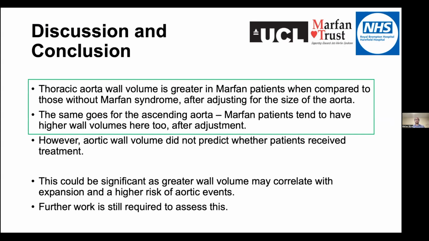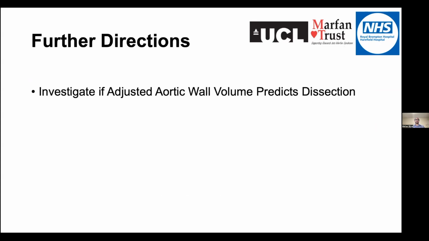So to conclude, my team and I established that thoracic aortic wall volume is greater in Marfan patients when compared to those without Marfan syndrome after adjusting for the size of the aorta. And the same goes for the ascending aorta. Marfan patients tend to have higher wall volumes here too after adjustment. However, aortic wall volume did not predict whether patients received treatment. This could be significant as we can use our results to establish whether a difference in aortic wall volumes actually resulted in a higher risk of aortic events, but further work is still required to assess this.